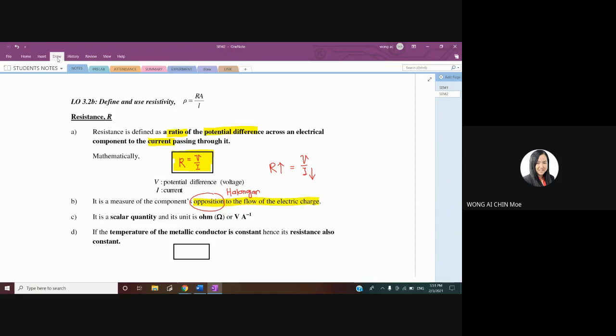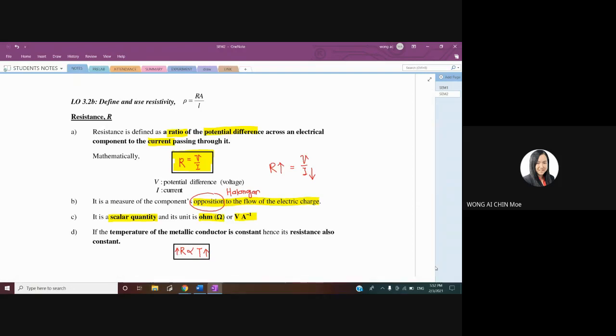Okay, so we continue. The resistance is a scalar quantity as well, so we don't need to consider the directions. And we write it in ohms, or volt per ampere, but usually we use ohm. If the temperature of the metallic conductor is constant, hence the resistance is also constant. So if the temperature increases, your resistance will also increase, because your resistance depends on the temperature.